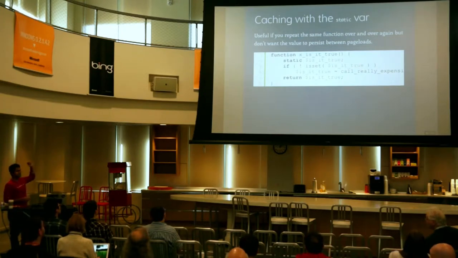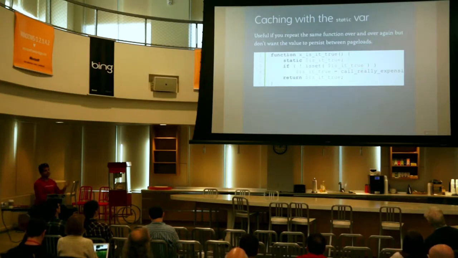And if you jump back to the cache loop idea, this is at play here. The isset is us going to the cache and saying, is the cache value set? If it's not, then we call our expensive function to do what we want, and we return.